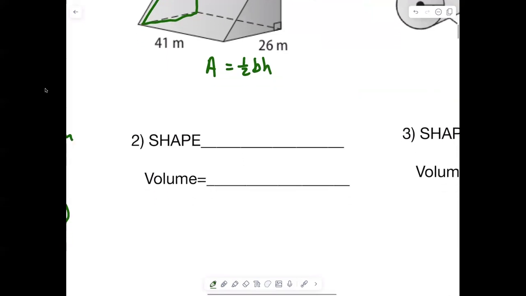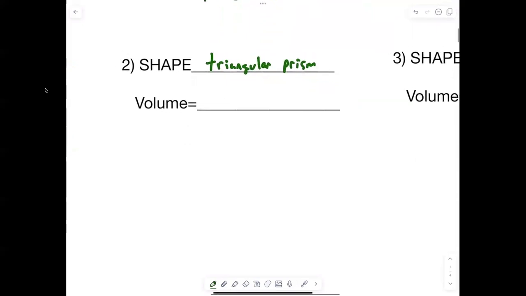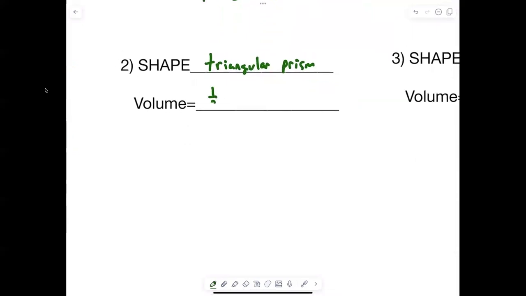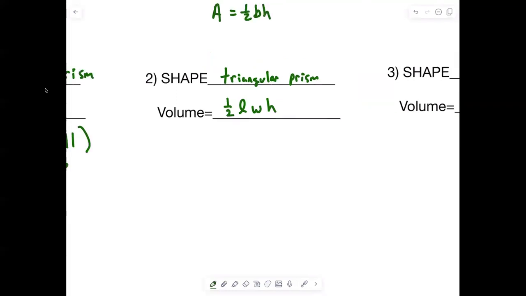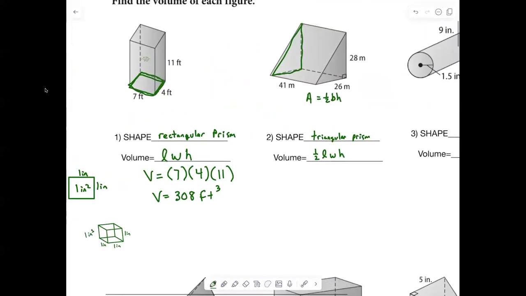Now, again, everybody's going to write down this is a triangular prism. And then the volume, Gage said it perfectly. 1/2 length times width times height. All right, that's perfect. Now, someone has said, which I totally agree, the triangular prism is just half of a what? Rectangular prism. That's how I remembered it. All right, that's half a rectangle.